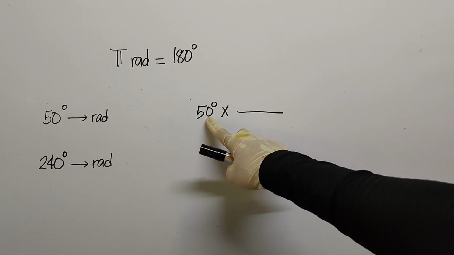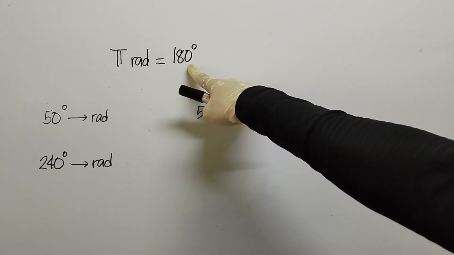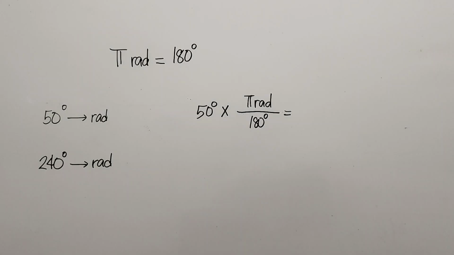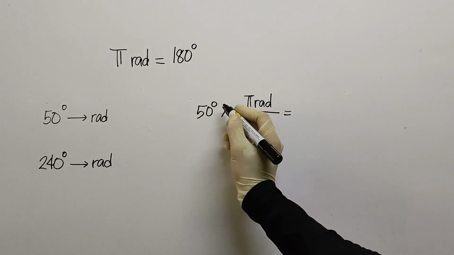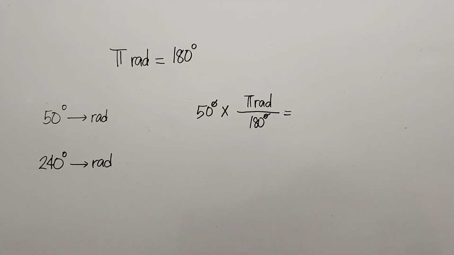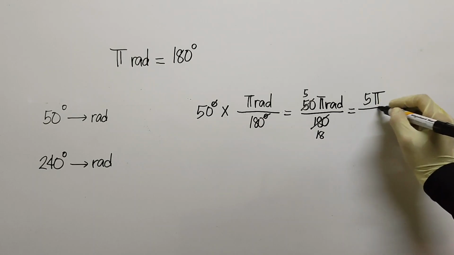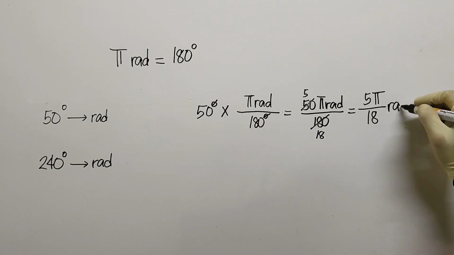Since the given is degree, we will be utilizing 180 degrees as our denominator, and the pi rad will be our numerator. We can cancel the degree, one from the numerator and the other from the denominator. Multiply now the 50 times the pi rad over 180, and this is the result. After that, get the common factor between 50 and 180. The greatest common factor between them is 10. So we will divide those numbers by 10. Final answer here is 5 pi over 18 rad.